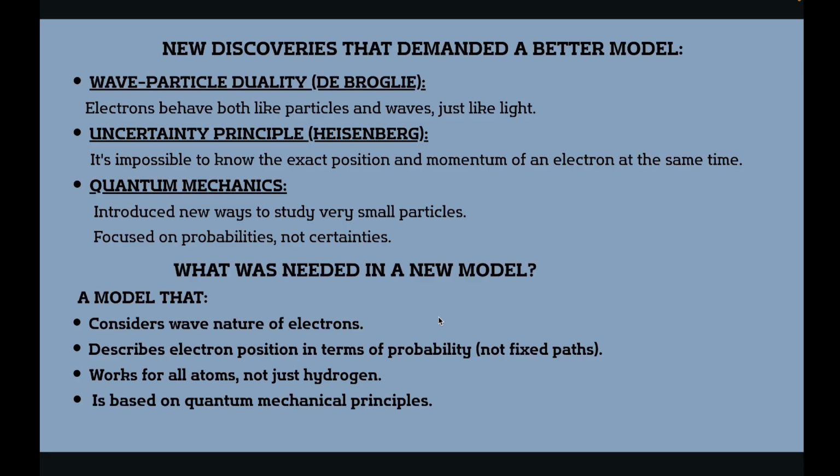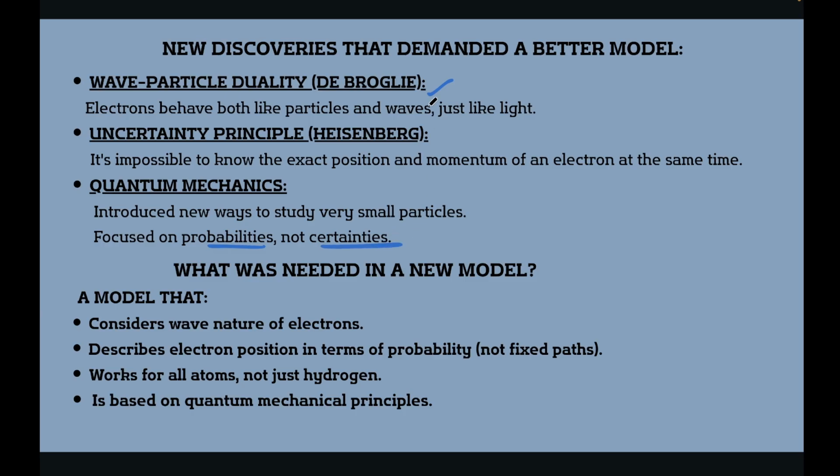So here are the new discoveries that demand a better model. First is wave-particle duality, the de Broglie hypothesis, which says electrons behave both like particles and waves, just like light. Second is the Heisenberg uncertainty principle, which says it is impossible to know the exact position and momentum of an electron at the same time. And third is quantum mechanics, which introduced a new way to study very small particles. It focused on probabilities, not certainties.